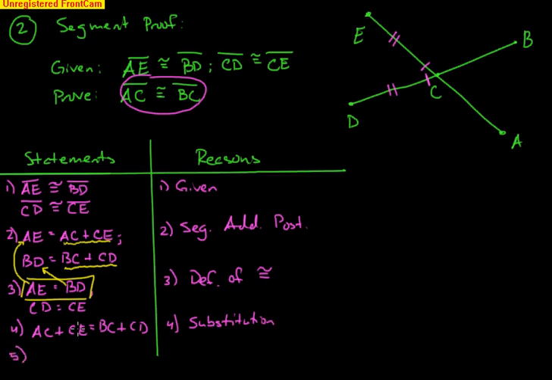Now, we want AC and BC to stay, because we need to show they're equal so we can show they're congruent. So we want CE and CD to be gone. Well, the only way to get something gone from both sides is if it's the same thing. Look right here. We know that CD is equal to CE. So let's take CE out from right there and put CD in its place. Let's do another substitution. So we get AC plus CD equals BC plus CD, and again, this is by another substitution.